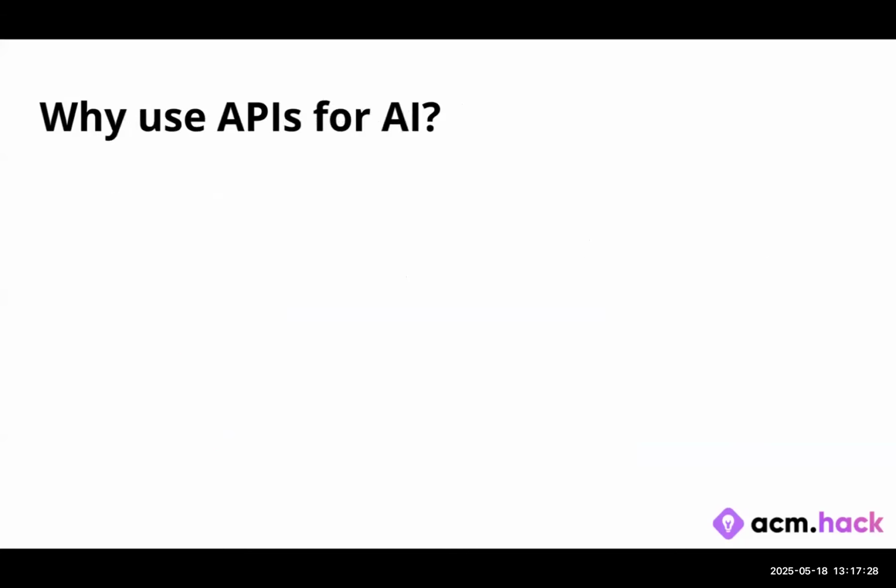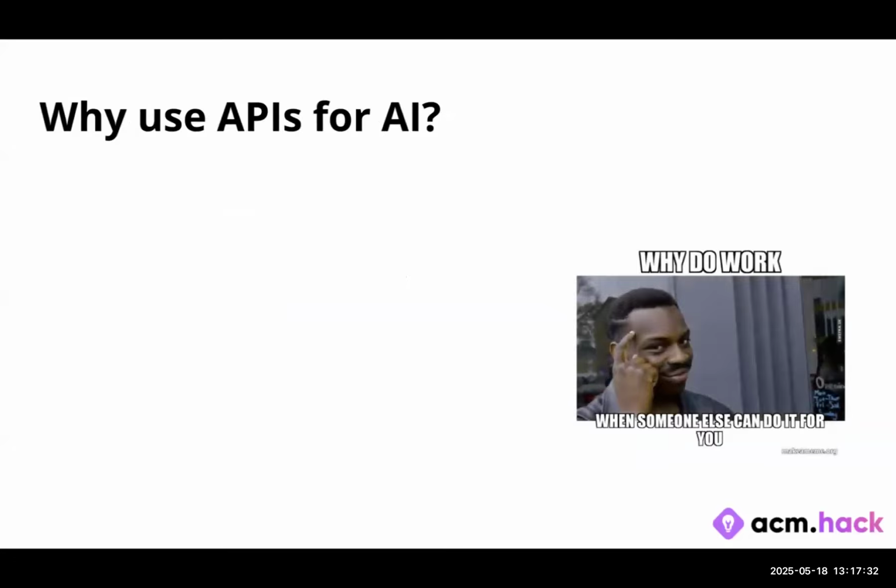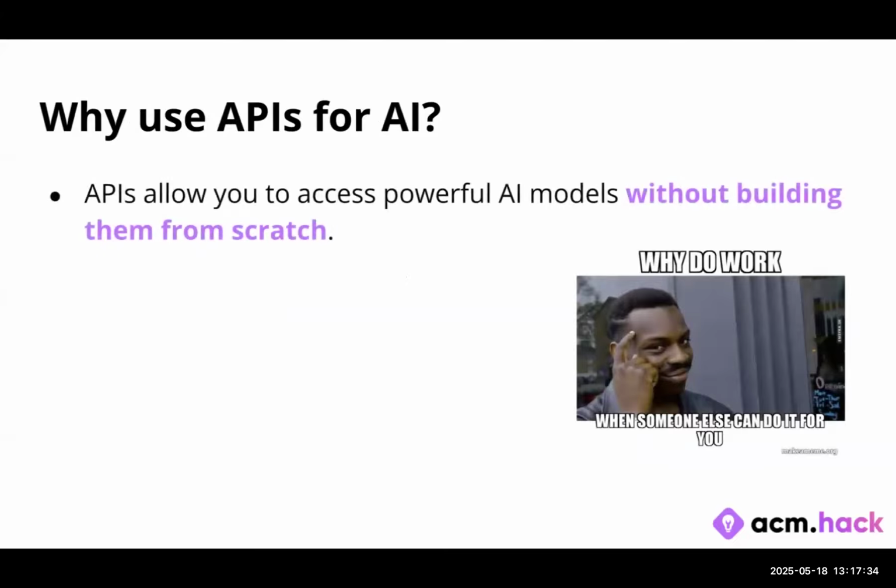So why are APIs relevant for our use of AI? Well, why do work when someone else can do it for you? The thing about AI is that it's very complicated and very complex to build from the ground up. But what's good for us in the generation that we live in is that a lot of AI has already been developed. For example, ChatGPT or Google Gemini have already developed multiple different useful uses of AI. And so we can use those through APIs without building them from scratch.